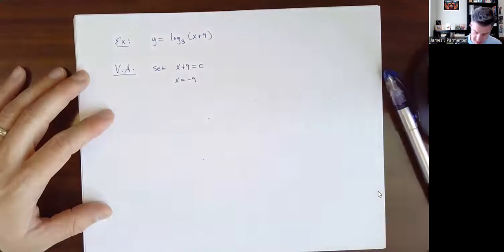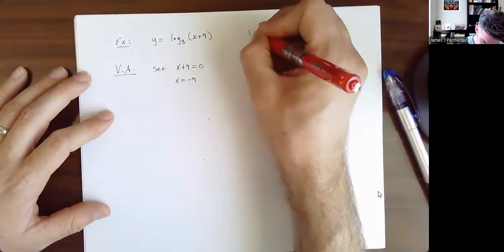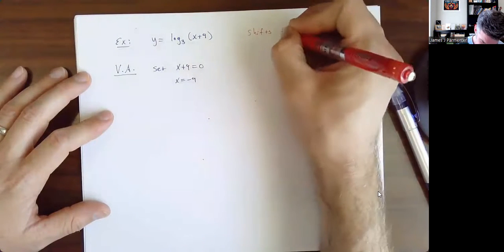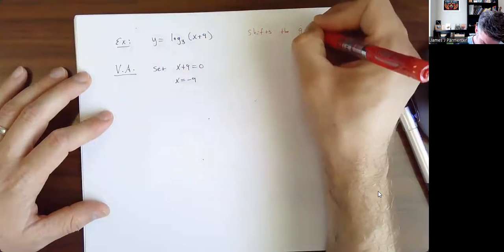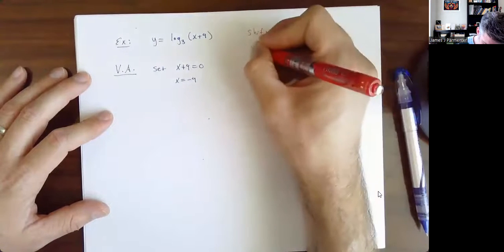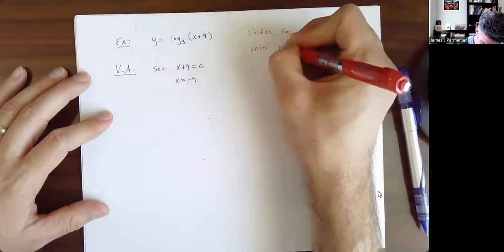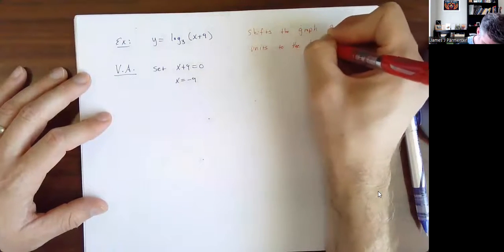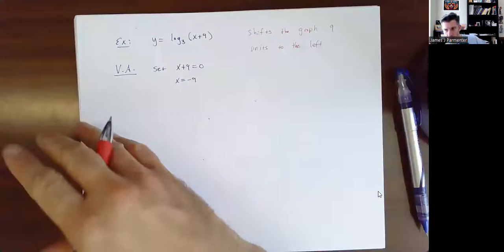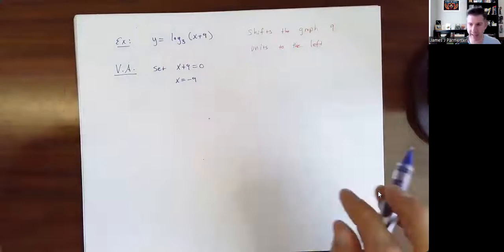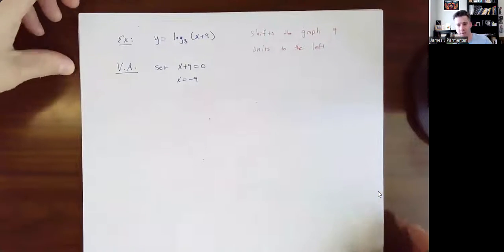So this does, as I had already mentioned, shift the graph 9 units to the left. To the left, to the left, to the right, to the right, to the right. Okay, yeah. I know, I have no audience. I'm just going wild. Okay.